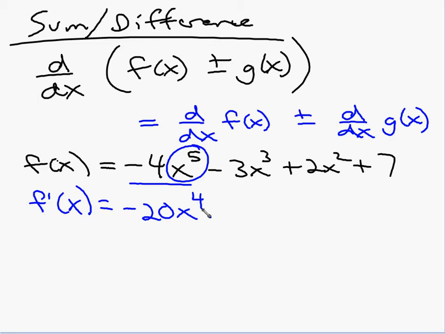Now we're going to do the derivative of the next term, which will be, using the power rule, negative 9x squared. And then we're going to do the derivative of the next term, plus 4x. And then we're going to do the derivative of 7, which is what? 0. So I don't even need to write plus 0. Now, another important rule, and this one I don't think you saw in your exploration yet.